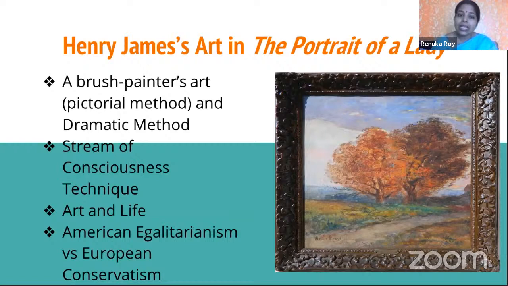At the same time, there is a dramatic method also. When he wanted to show the clash between the characters, he showed it by using dialogues between the people. The use of verbal interplay is wonderfully done in his novel. So we find that there is a description of Osmond's villa, which personifies Osmond himself. That villa was situated in Florence, and its name was Palazzo Roccanera. And it is an extension of his own personality.